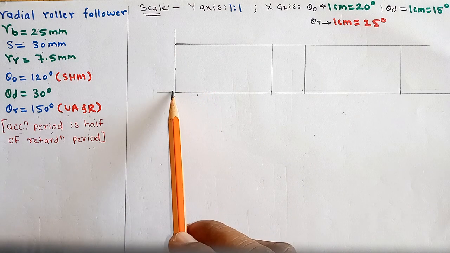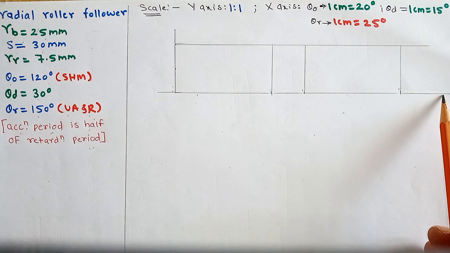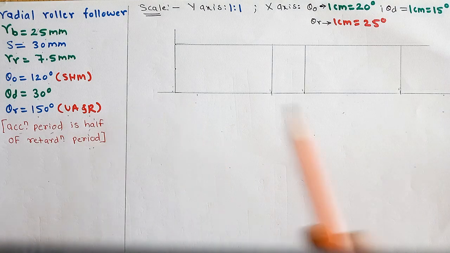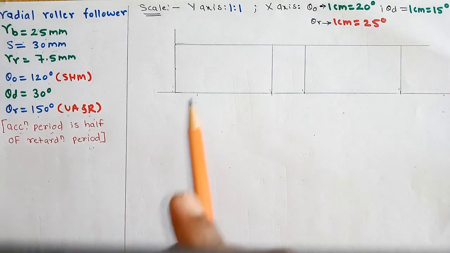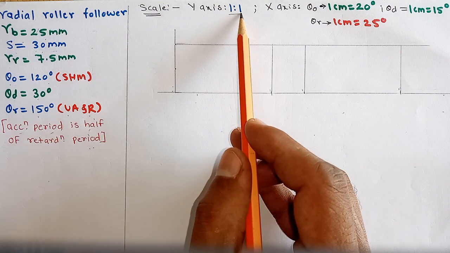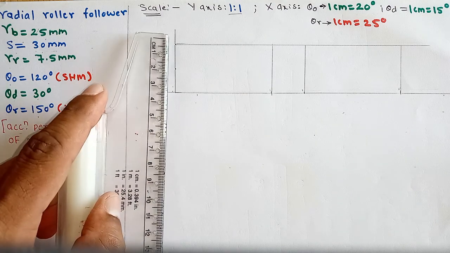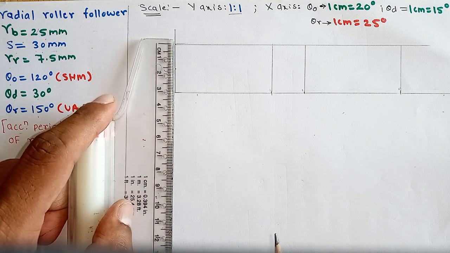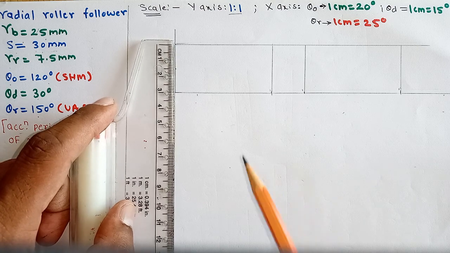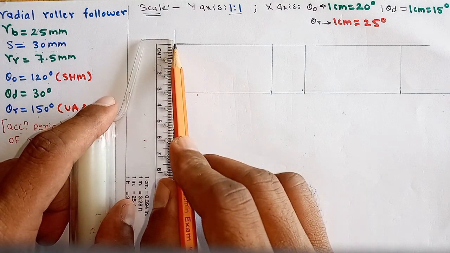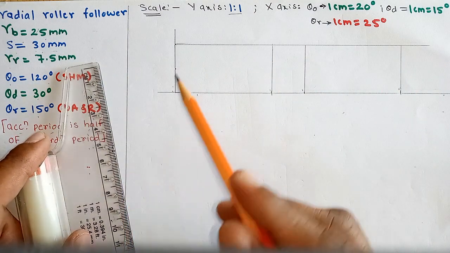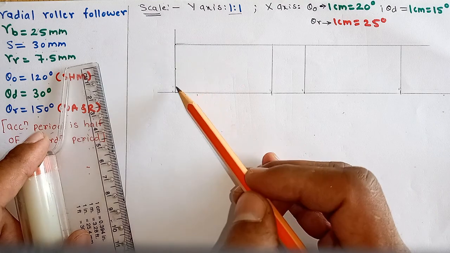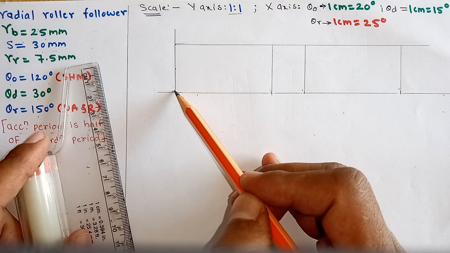On y-axis we plot the stroke of follower and on x-axis we plot the cam rotation angle theta. So lift of follower is 30 millimeters. So for y-axis we will take scale of 1:1 and plot the lift of 30 millimeters. I have drawn one horizontal line through that point. So this is the total lift of 30 millimeters.